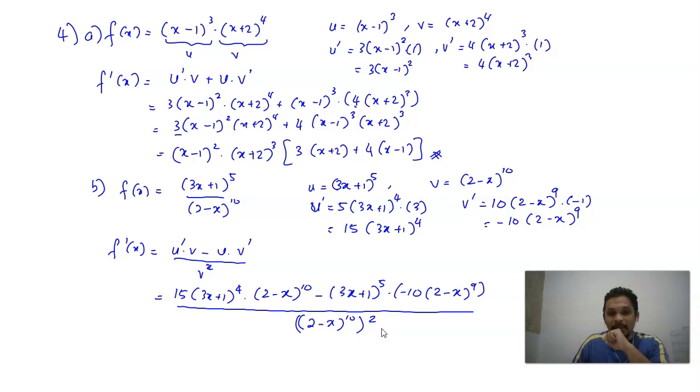squared. Okay, so let's simplify this one here, which is (2 minus x) to the power of 20. It's really 20 here. Look at this one here, because the denominator is only for 2 minus x. Now, (2 minus x) power of 10, power of 9, power of 20 is just like b power of 10 minus b power of 9, divided by b power of 20.